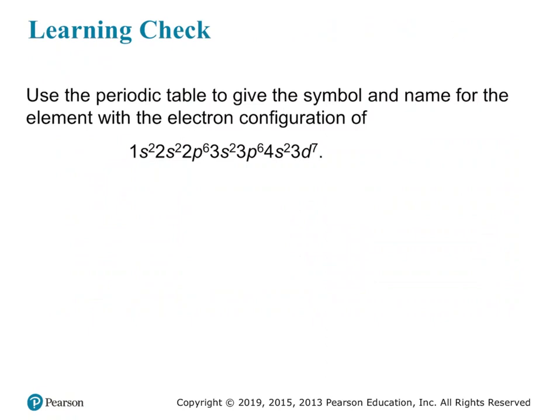So let's use the periodic table to determine the symbol and name for the element with the electron configuration of 1s2, 2s2, 2p6, 3s2, 3p6, 4s2, 3d7. Okay. So if you want to try to figure this out on your own, you can. And then when you come back, we'll go over it together.